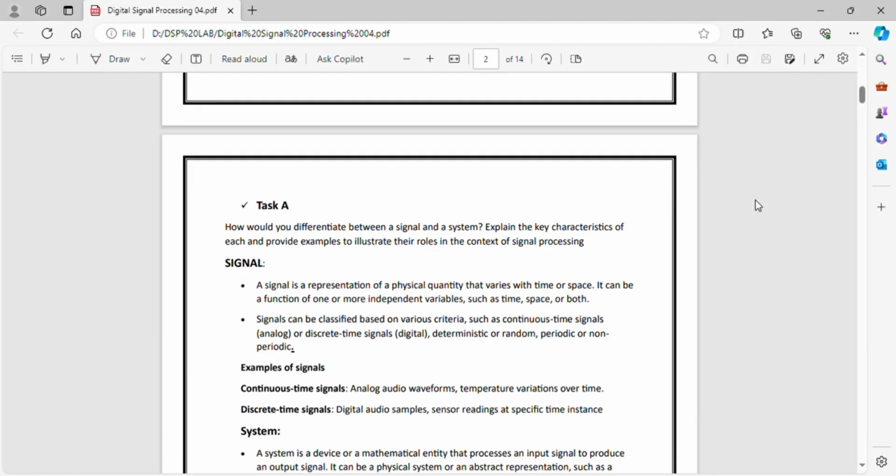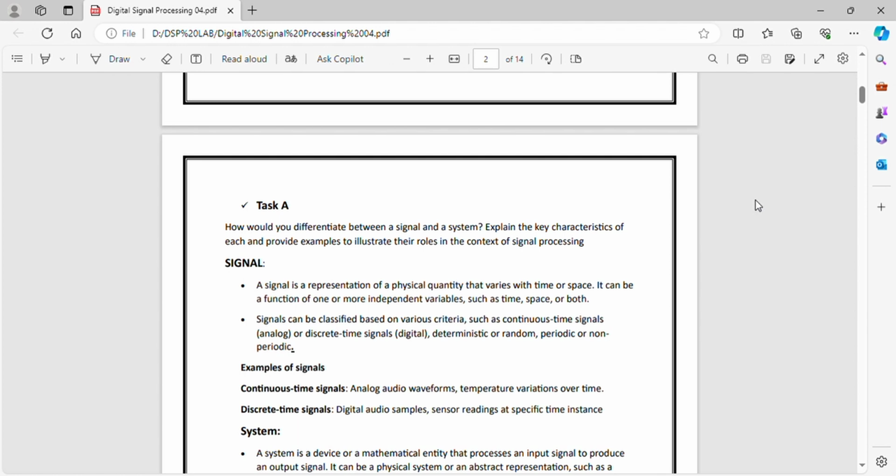In task 1, how would you differentiate between a signal and a system? Explain the key characteristics of each and provide examples to illustrate their roles in the context of signal processing. So a signal is a representation of a physical quantity that varies with time or space. Signals can be classified based on various criteria, such as continuous time signal or discrete time signal.